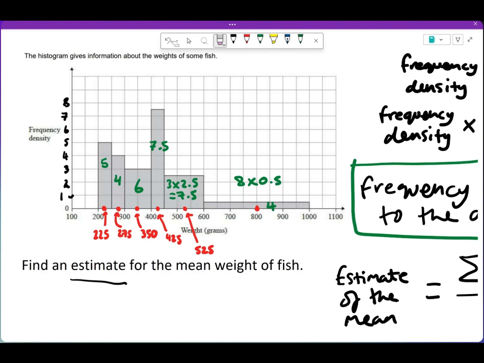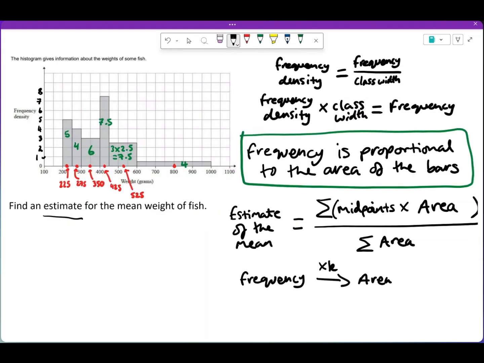So we've now got all our areas. Now let's have a go at making use of my formula for estimating the mean. My mean estimate is going to be equal to the sum of the midpoints times the area, divided by the sum of the areas. So let's start writing that out. For my first bar, my midpoints are in red, my area is in green. So we're going to do 225 multiplied by 5. And we're doing a sum, so we're going to write addition. Then for my next bar, we're going to have 275, my midpoint, multiplied by 4. Then for my next bar after that, we have 350 multiplied by 6, so plus 350 times 6.